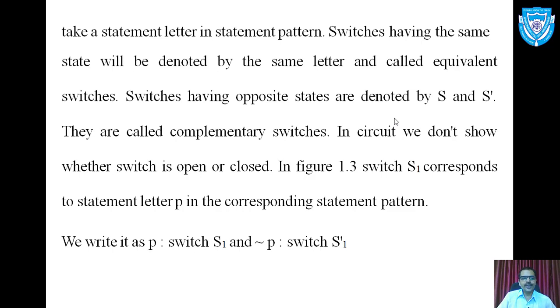In a circuit, we don't show whether the switch is open or closed. Note that whenever we draw the circuit diagram, we are not showing the switch in the on or off state. We show it normally, perhaps in the off state, but that doesn't mean it is in the off state. Whenever the symbol S is attached to that switch, we assume it is in the closed state, and whenever the symbol S dash is attached to that switch, it is in the open state.